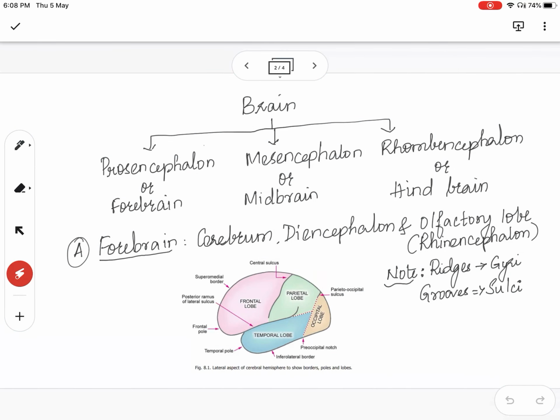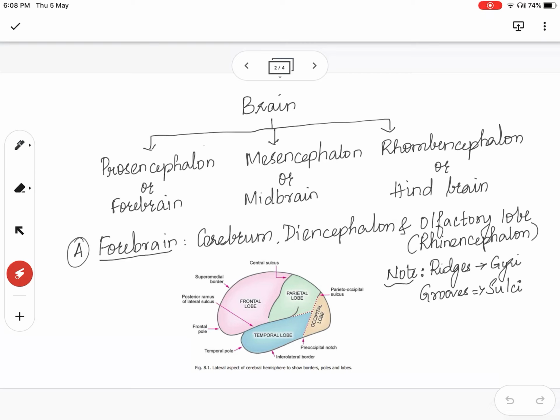Okay, then coming to the divisions of the brain. The brain is divided into three different categories. How many? Three different categories. That is prosencephalon, also called forebrain, mesencephalon, also called midbrain, and rhombencephalon, also called hindbrain. So here I'll be starting with the first one, the prosencephalon, also known as forebrain.